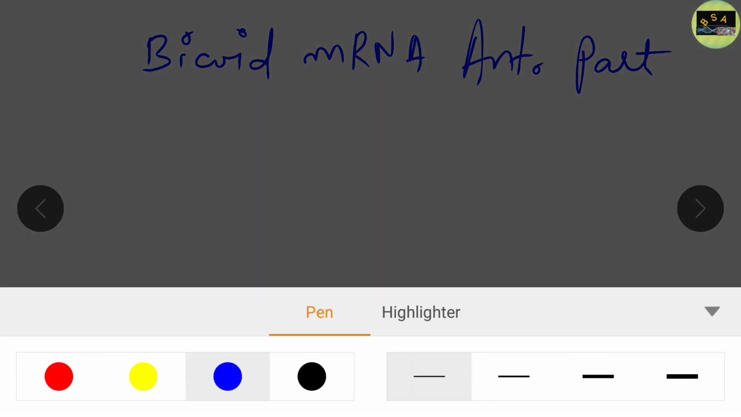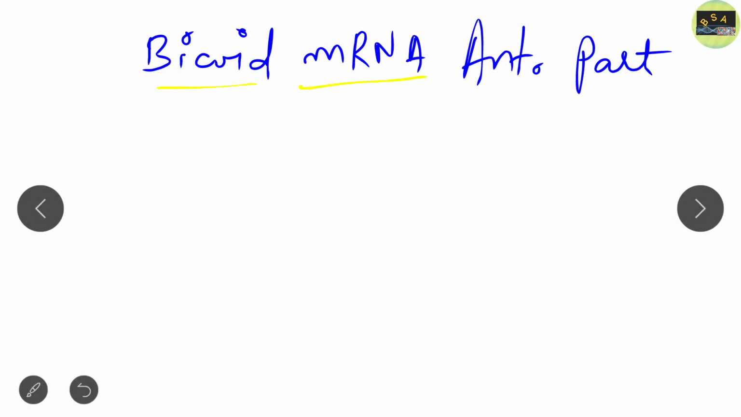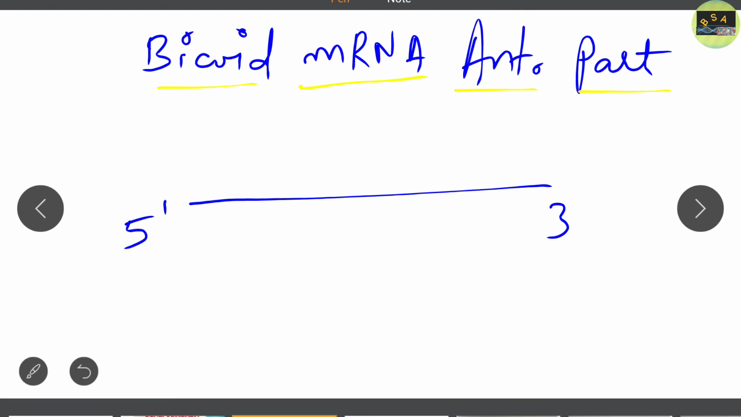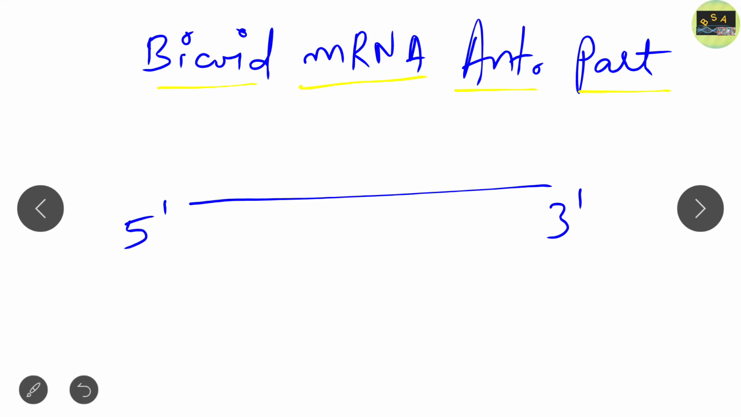Okay, so this is a question: how is bicoid mRNA localized in the anterior part? We all know that it is an mRNA, so it contains both a 5 prime and a 3 prime end. Now look at the 3 prime UTR region of the bicoid mRNA. There is a UTR region at this 3 prime end of the bicoid mRNA.